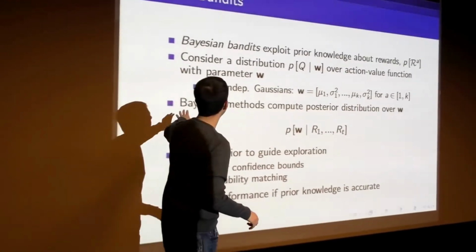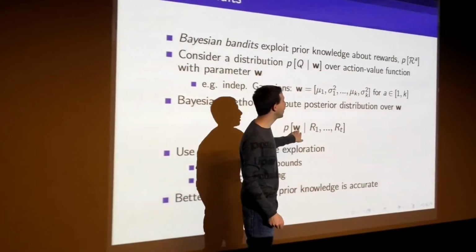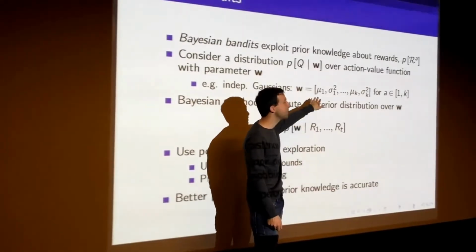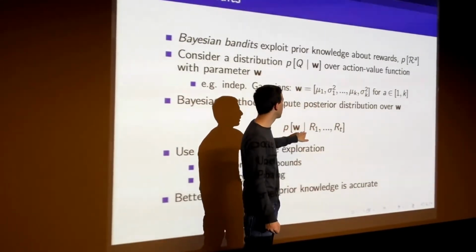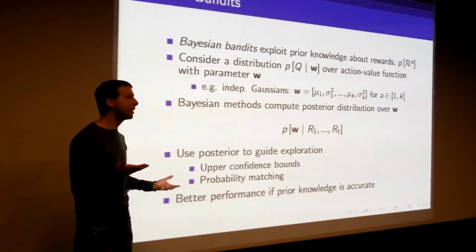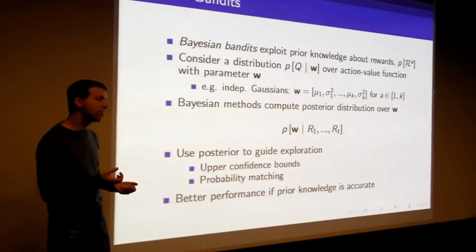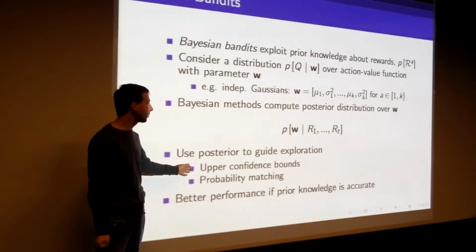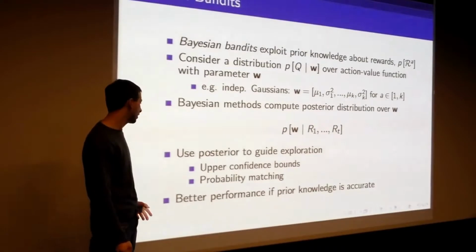So the idea of the Bayesian approach is we compute a posterior distribution over our parameters, the means and the variances, or whatever those parameters are, given the pulls that we've seen so far, and then use that posterior to guide exploration. There's a couple of ways we can do that. I'll first of all talk about upper confidence bounds, but also probability matching.